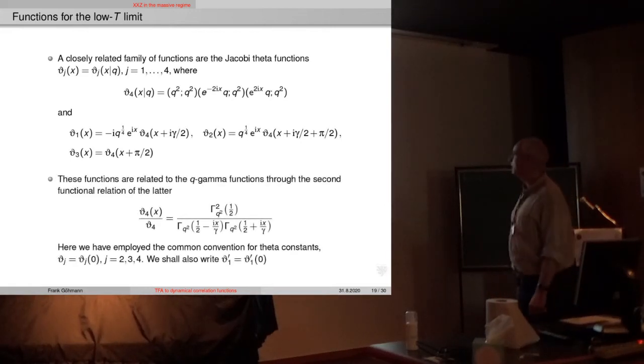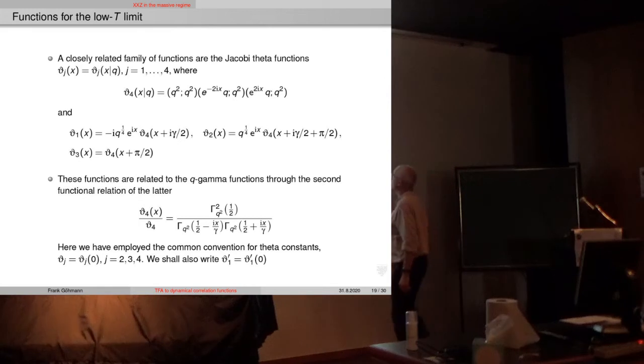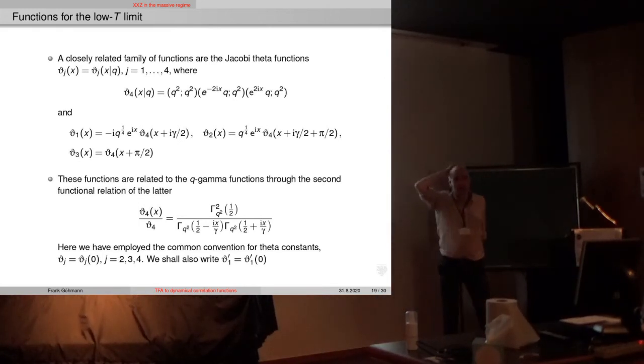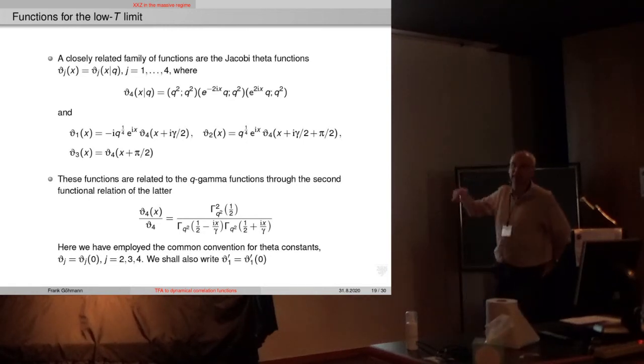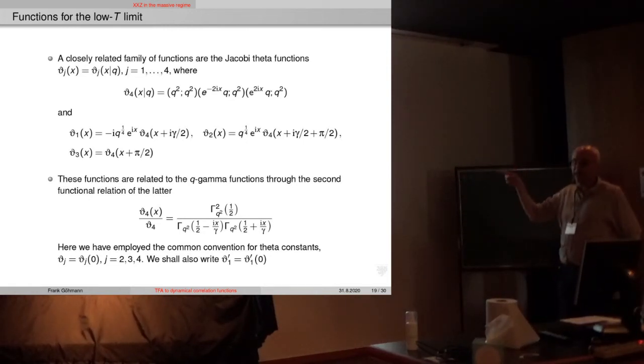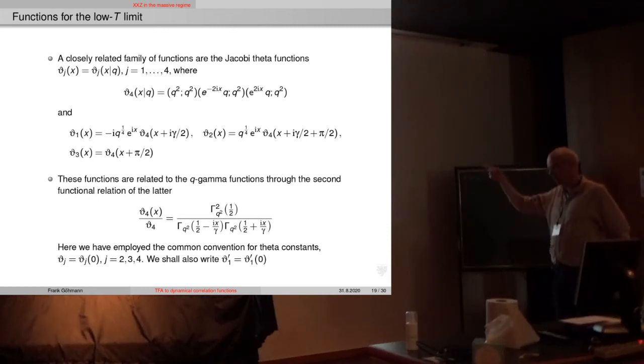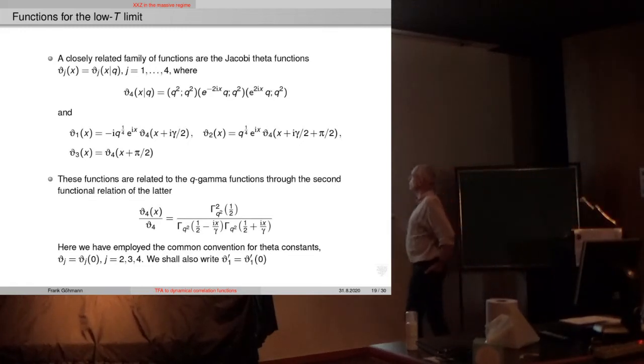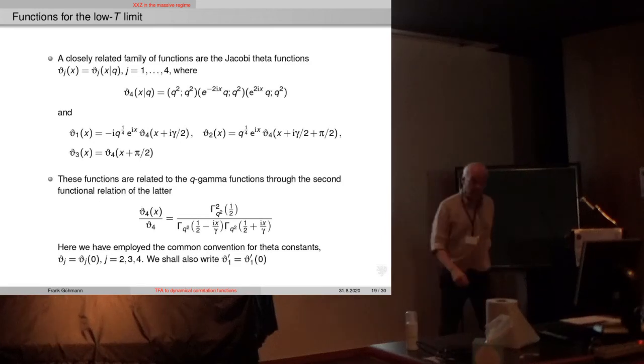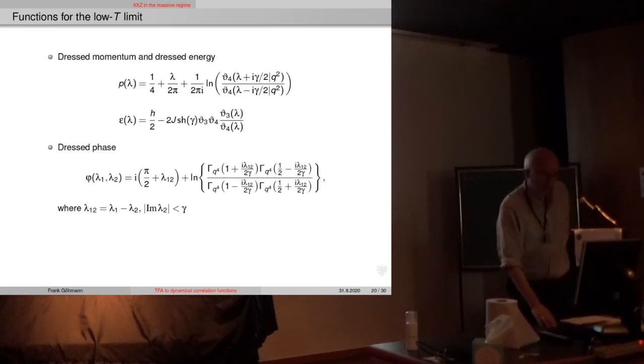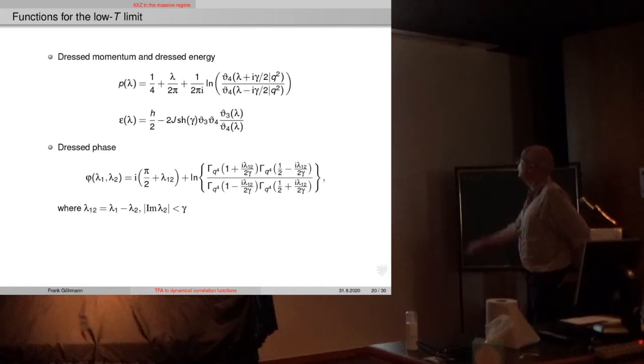And this definition means, well, this is the deformed second functional equation of the gamma function. The second functional equation of the gamma function is pi over cosine pi x equals gamma of 1/2 minus x times gamma of 1/2 plus x. And this is the Q version. Okay, so that's all. Now we can go to the physical functions.